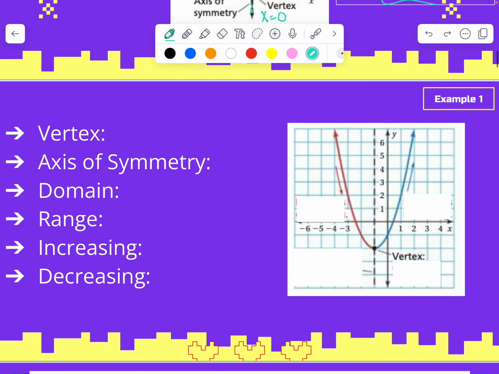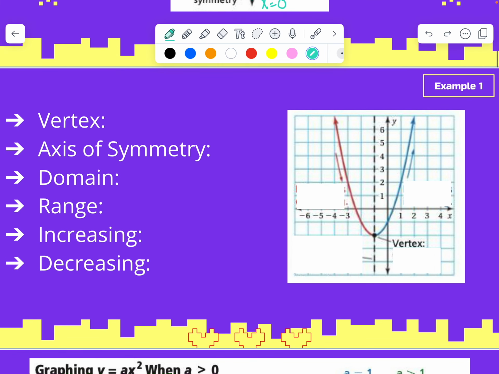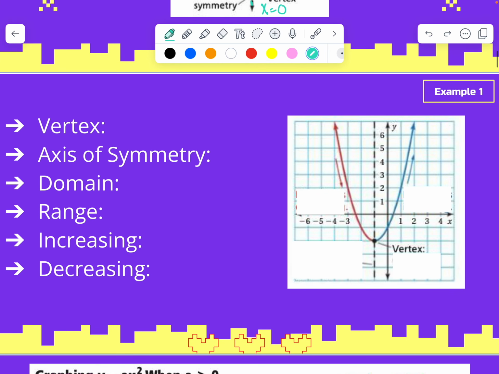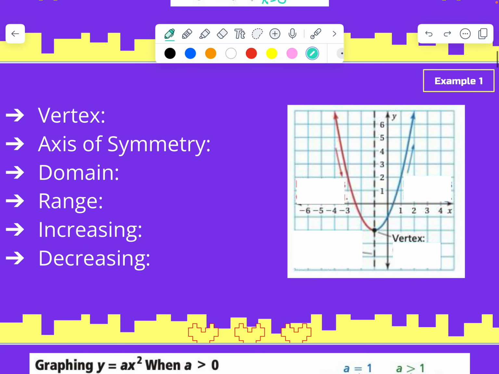So let's look at some examples of this. We've got 3 of them here to look at, that are all on your note sheet. Now, let's get this labeled. The vertex looks like it's left 1 and down 2, so that would be at (-1, -2). The axis of symmetry is the line that splits our parabola in half. So that is the equation, x equals -1.